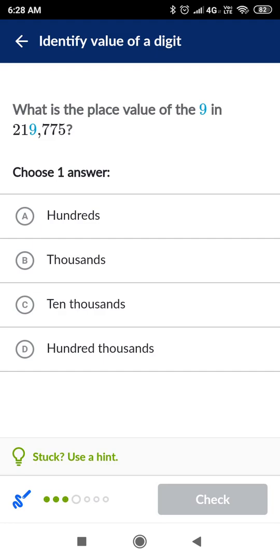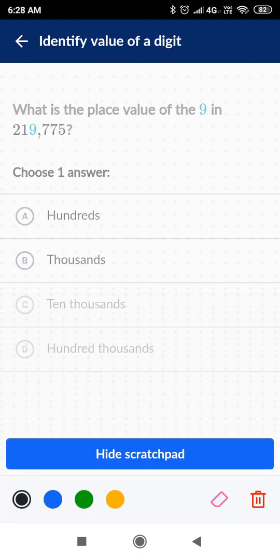What is the place value of 9 in 22,19,775? So we want place value. Place value meaning the kind of note that we want. So all other digits will become 0, 0, 0, and this will become 1 because we want place value.